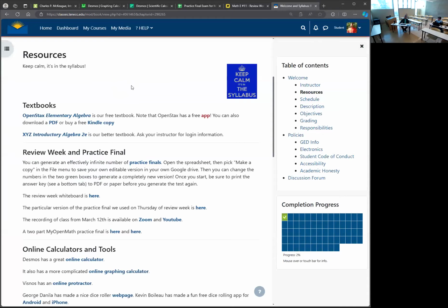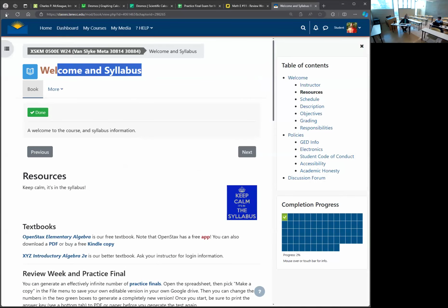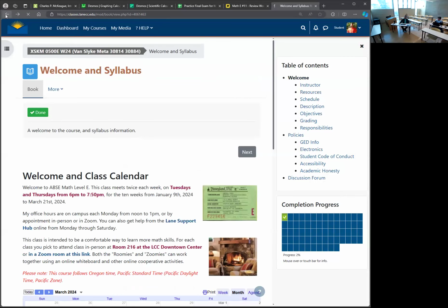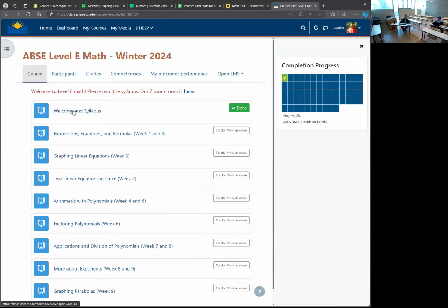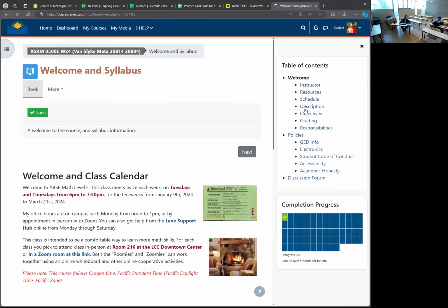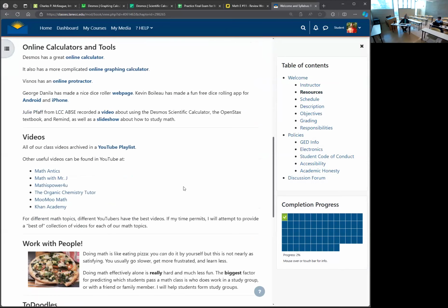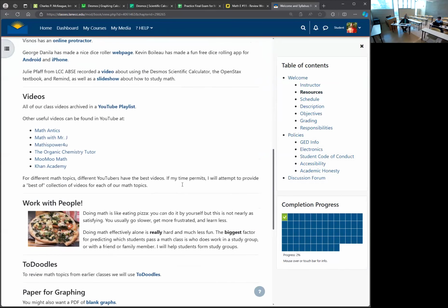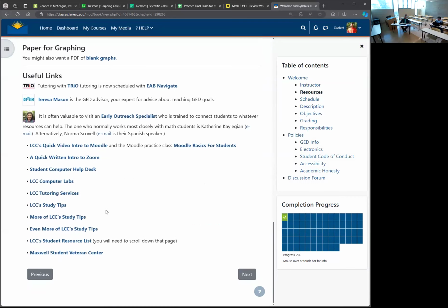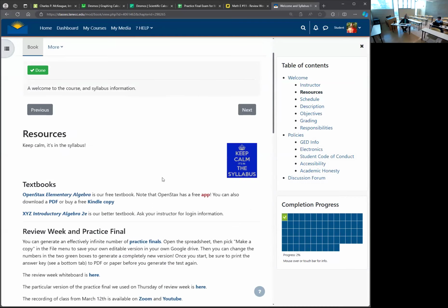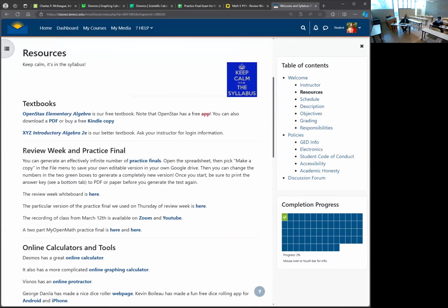Welcome and Syllabus is the very top section when you are here. That's where the review stuff is, and the reason I hide it there is because I want you to look at your other resources. Some people are lazy and don't look at this earlier in the term, and I want you to look. So there it is, Review Week, Practice Final. That's where all the good stuff is.